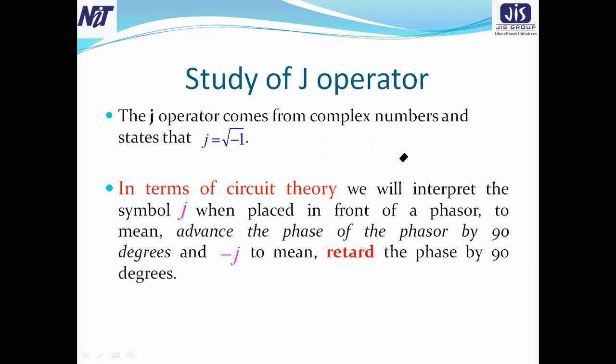So the symbol J when placed in front of a phasor, what will happen? It means advance the phase of the phasor by 90 degrees, and minus J means retard the phasor by 90 degrees. So if we put minus J in front of the phasor, it retards the phase by 90 degrees, and plus J means advance the phase of the phasor by 90 degrees. So this is one of the significances of the J operator.